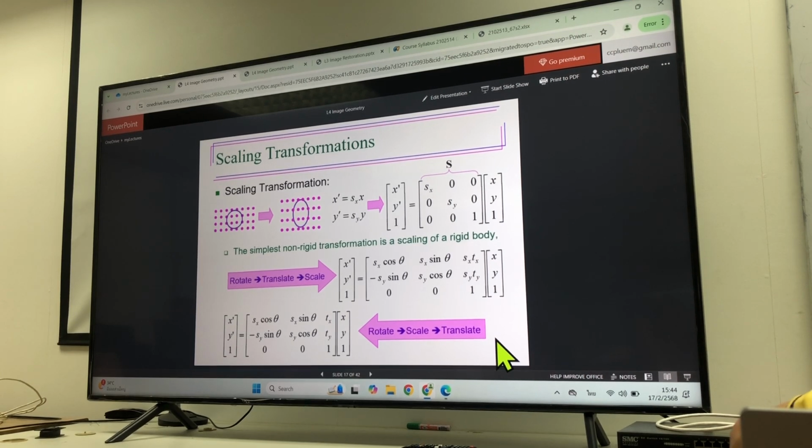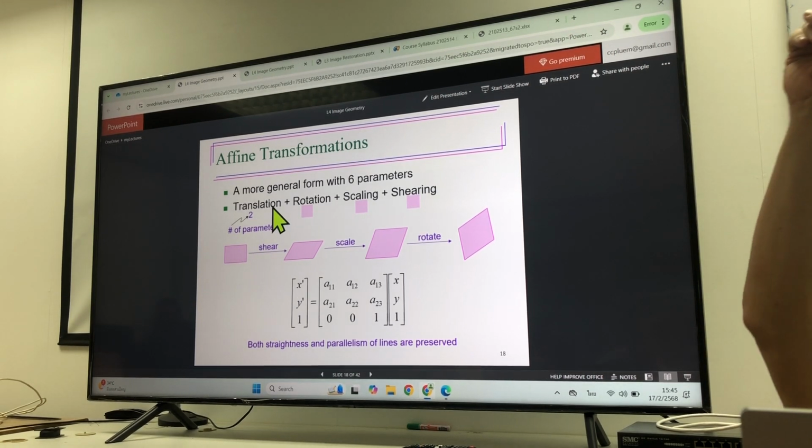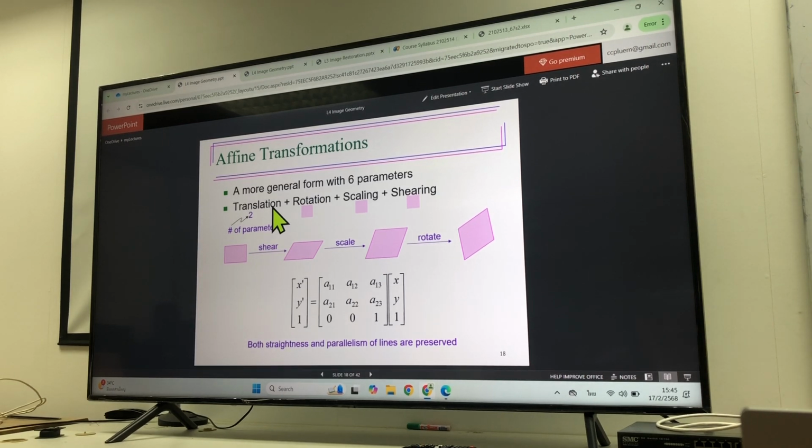Five transformations so far. How many parameters do we have in total? Translation has 2 parameters, translation in x and in y. Rotation has 1 parameter, theta, one angle. Scaling has 2 parameters, sx and sy. So now we have only 5.